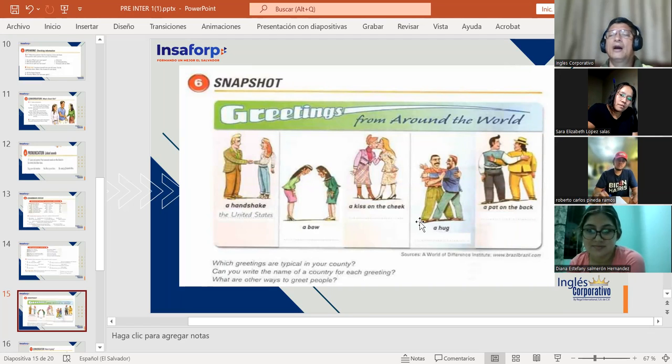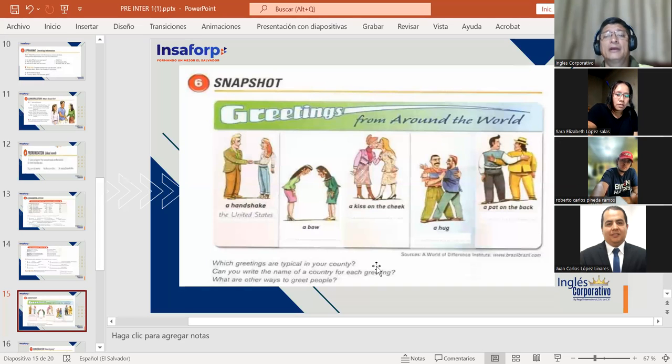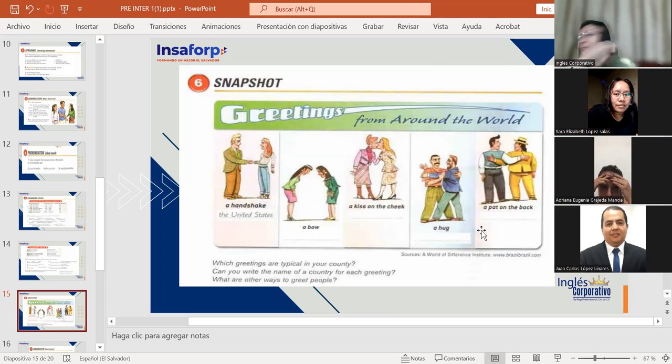Where can we give a hug? In what countries do people give a hug? Latin America. Italy. Yeah. A pat on the back. Mexico. What other countries? Korea. So this is a pat, right? Italy. Italy can be.